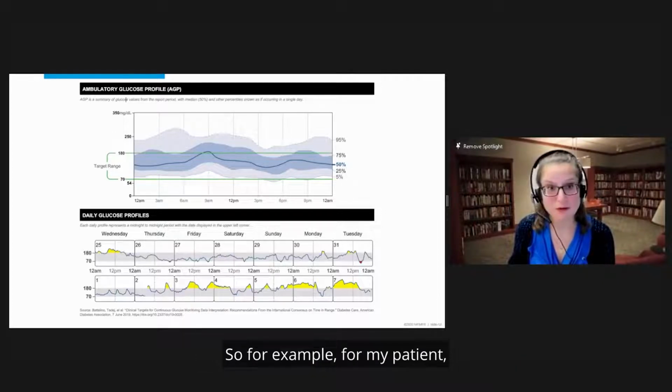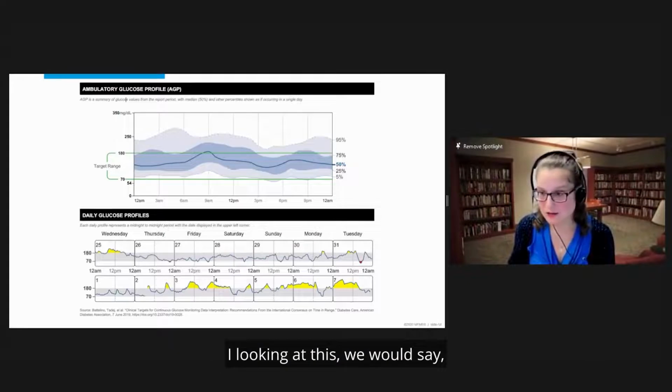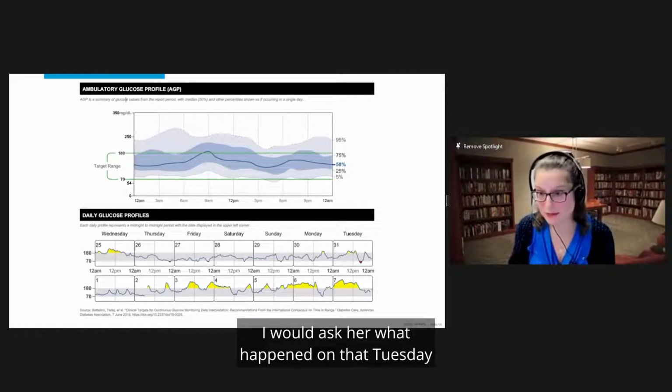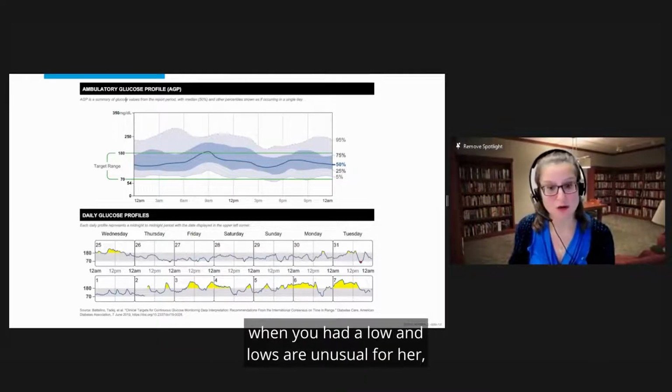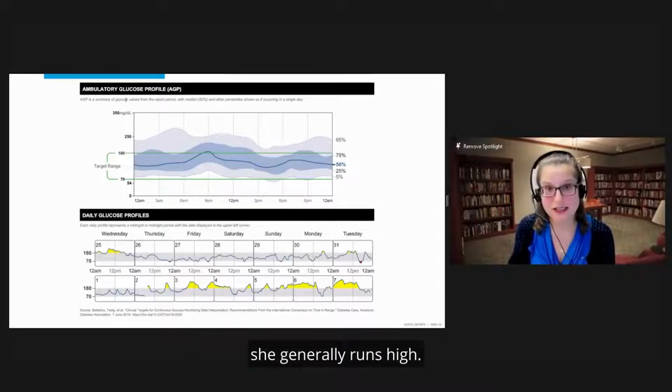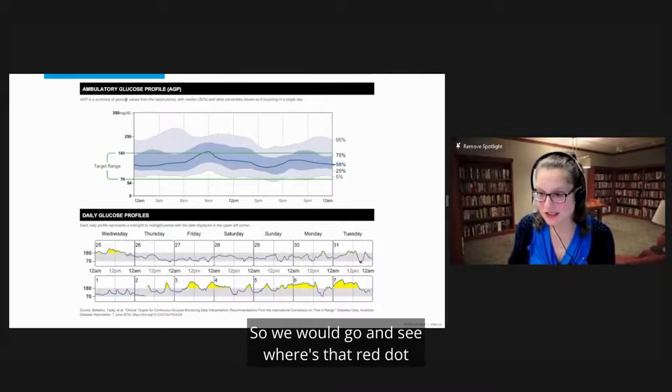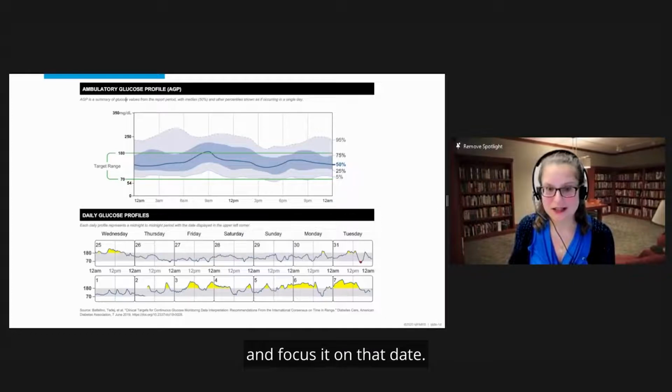So for example, for my patient, looking at this, I would ask her what happened on that Tuesday when you had a low. Lows are unusual for her. She generally runs high. So we would go and see where's that red dot and focus in on that day.